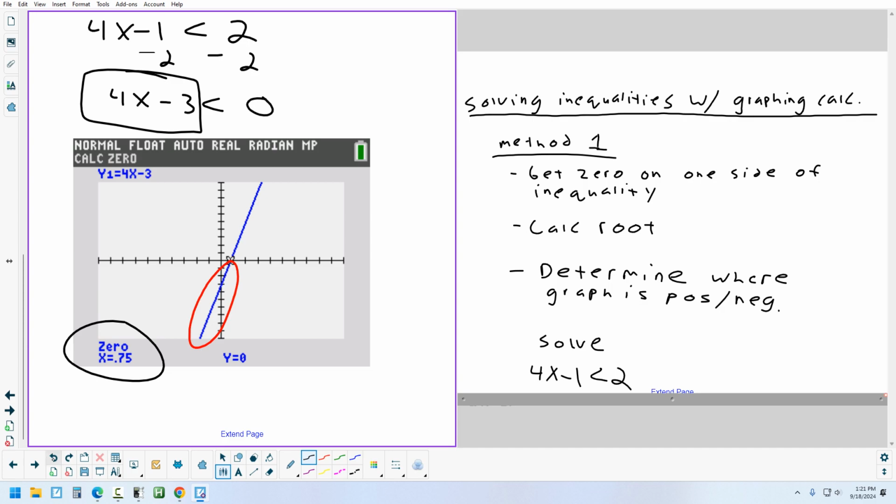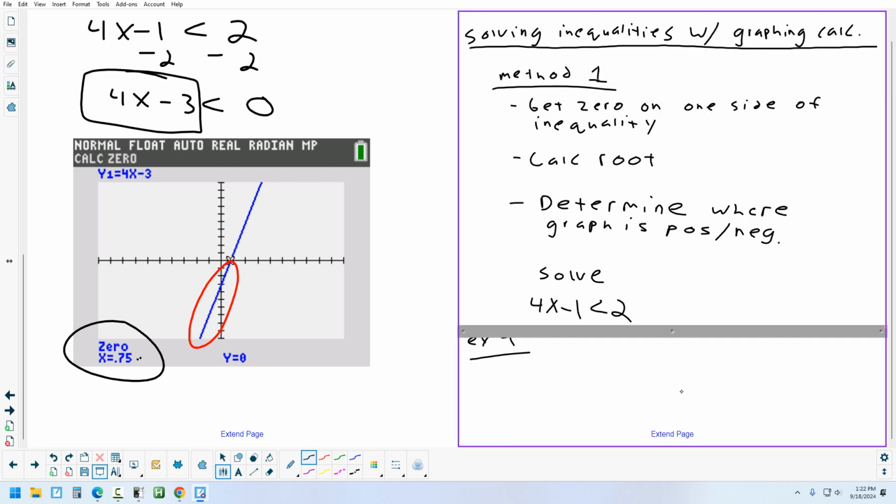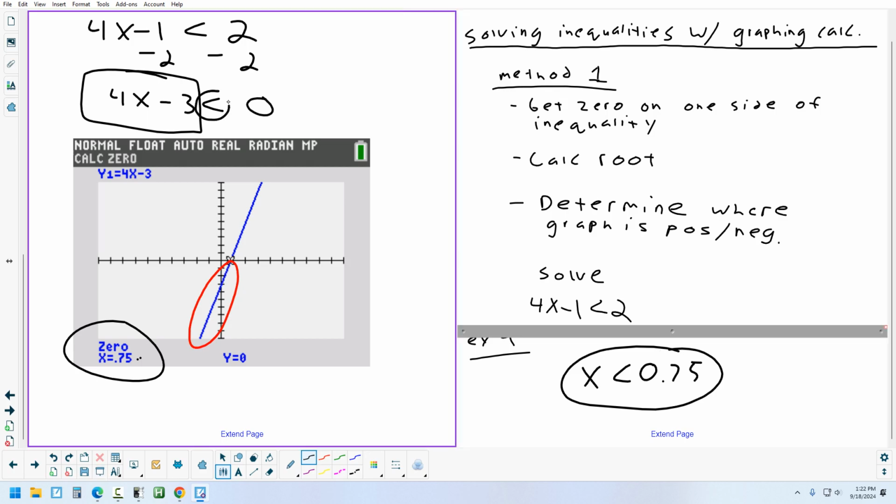So the answer to this inequality is all numbers from that point and lower. Okay? So actually lower, just lower, not equal to. It's not equal to because there's no equal to in the problem. If it said greater than right there, then my answer would just have that sign flipped. It would have been above 0.75.